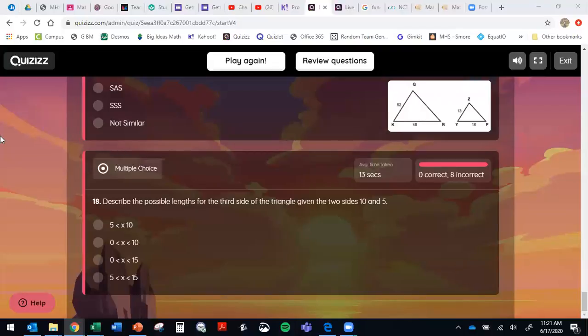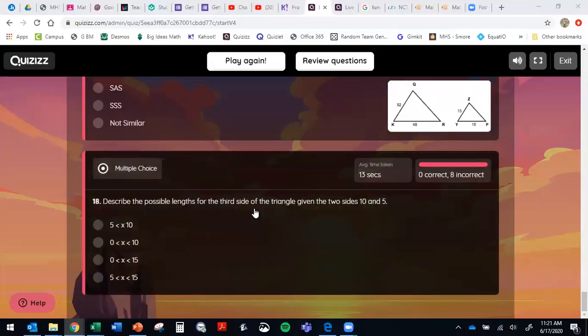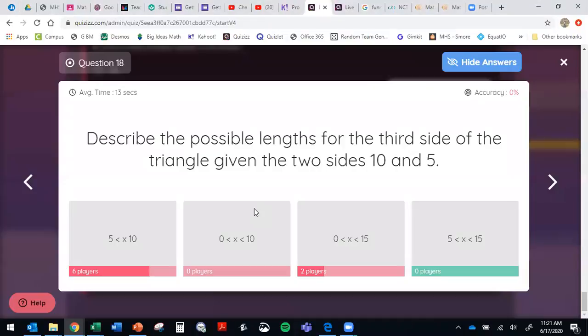All right. So a lot of geometry is about triangles and how those side lengths fit together. It says, describe the possible lengths for the third side of the triangle given the two sides 10 and 5. A basic property of triangles is that the two side lengths have to always add up to be more than the third side.